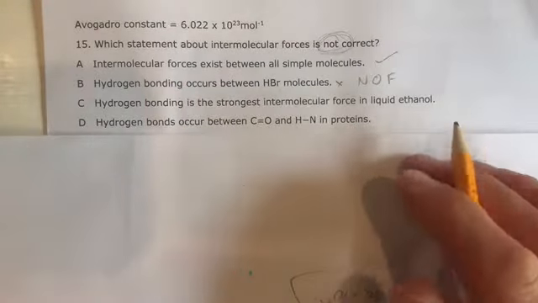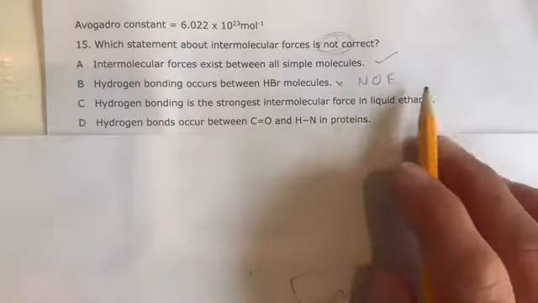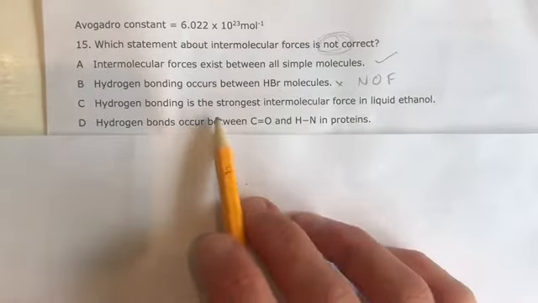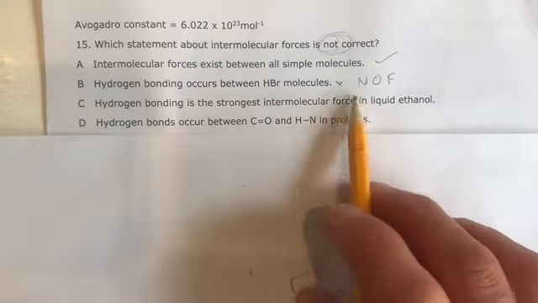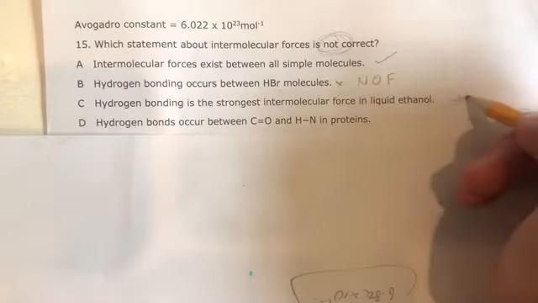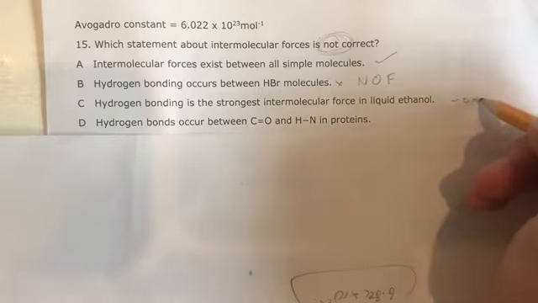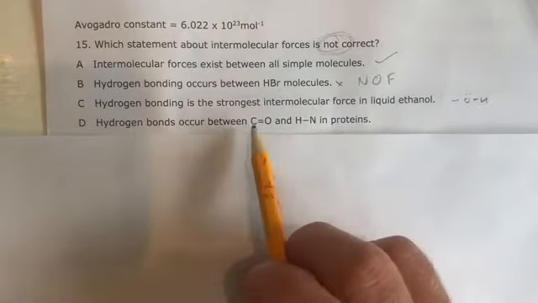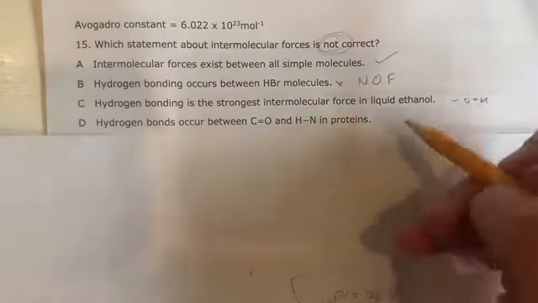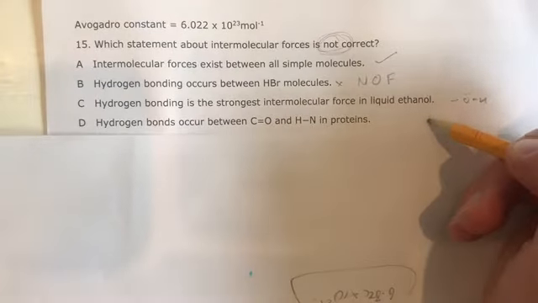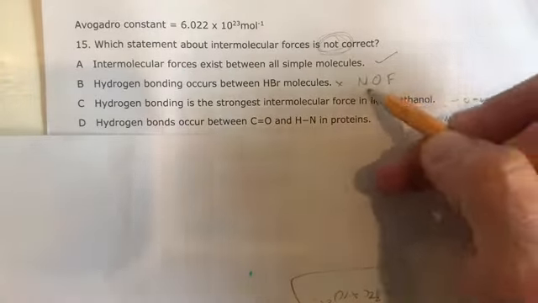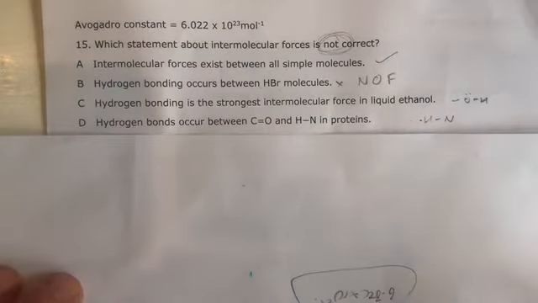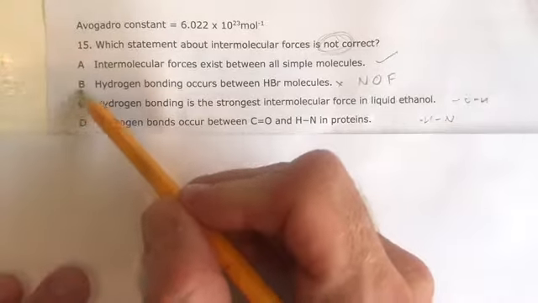With these, you just got to be confident sometimes and just go for the one that's obviously wrong, but there are other ones as well. Hydrogen bonding is the strongest intermolecular force. It certainly is in liquid ethanol, because ethanol contains oxygen attached to hydrogen with a lone pair. Hydrogen bonds occur between C=O and N-H. They certainly do, because you've got hydrogen attached to nitrogen, which is one of those ones, so you get hydrogen bonds. Right, next one. So yes, the answer was C.